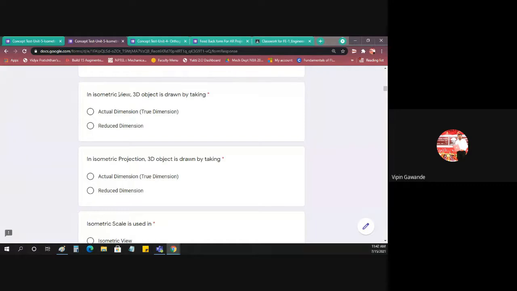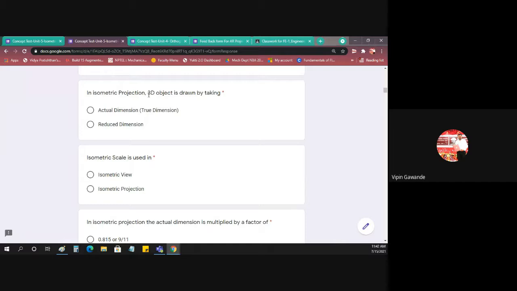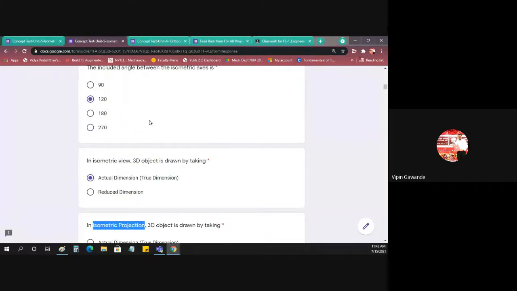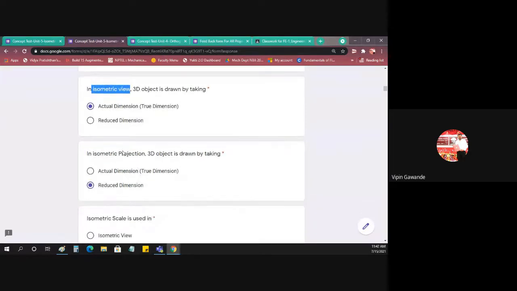In isometric view, you have to be very careful. In isometric view, we are using actual dimensions, also called the true dimensions. Now in isometric projection, the 3D object is drawn by taking the reduced dimensions. In isometric view, we are using actual dimensions, while in isometric projection, we are using what?